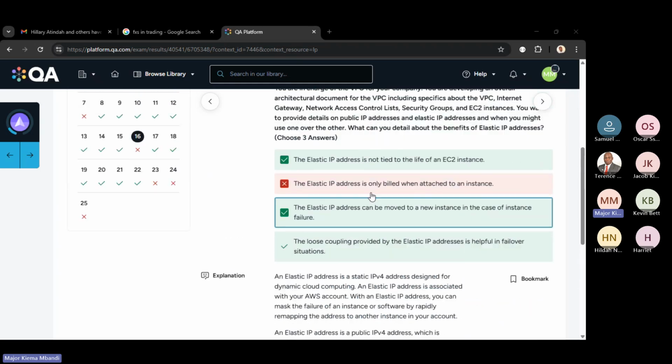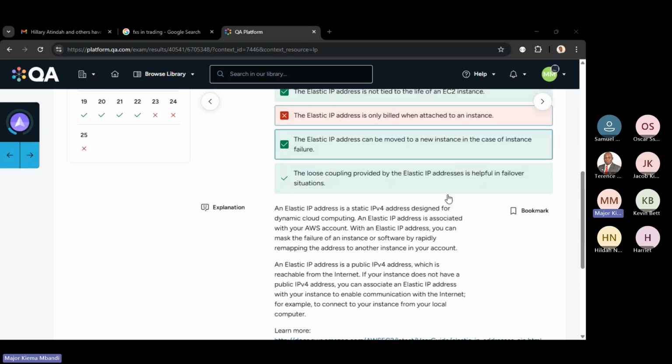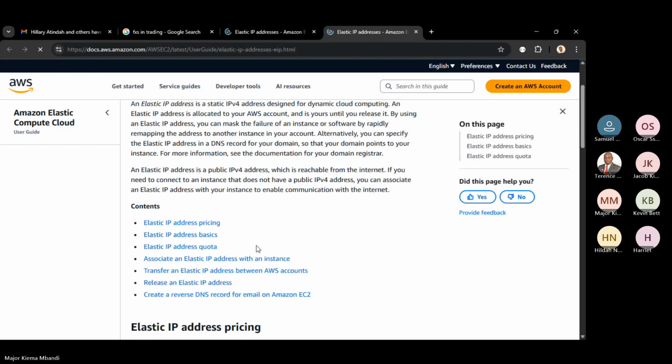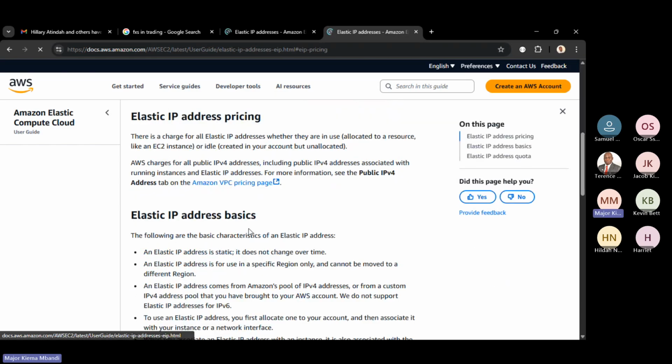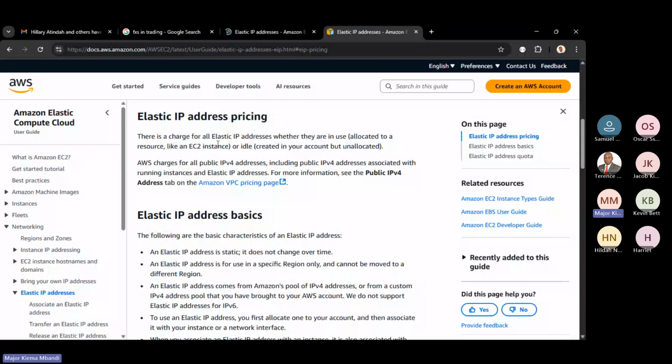Okay, regarding what Jacob said, that the elastic IP is only billed when attached to an instance, this is not correct. Maybe you can see this link together, the docs, then the pricing. There's a charge for all elastic IPs, whether they are in use and allocated to a resource like an EC2 instance, or idle, created in your account but unallocated. So the moment you request an elastic IP and it is allocated to you, whether you have attached it or not, it will be charged.